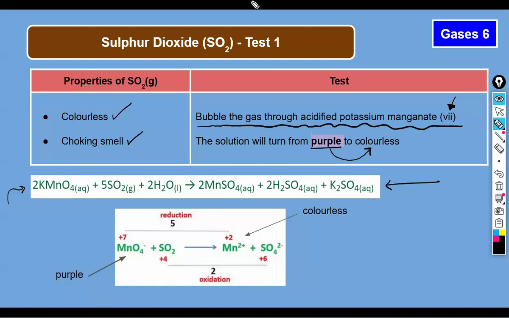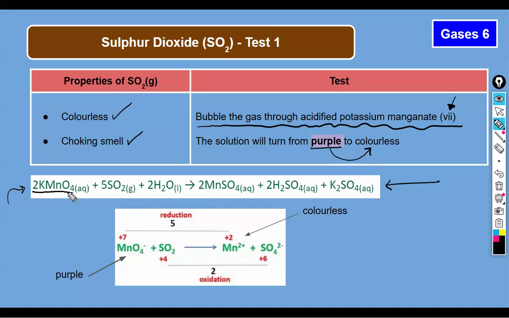And the main reason for this, right? The most popular question they will ask you: explain why the potassium manganate loses its color. Why does it change from purple to colorless? And you will see that the question is worth about 4 to 5 marks in the exam. So what happens, right? Well, when you work out all the oxidation numbers, well, this here is the potassium manganate here, right?